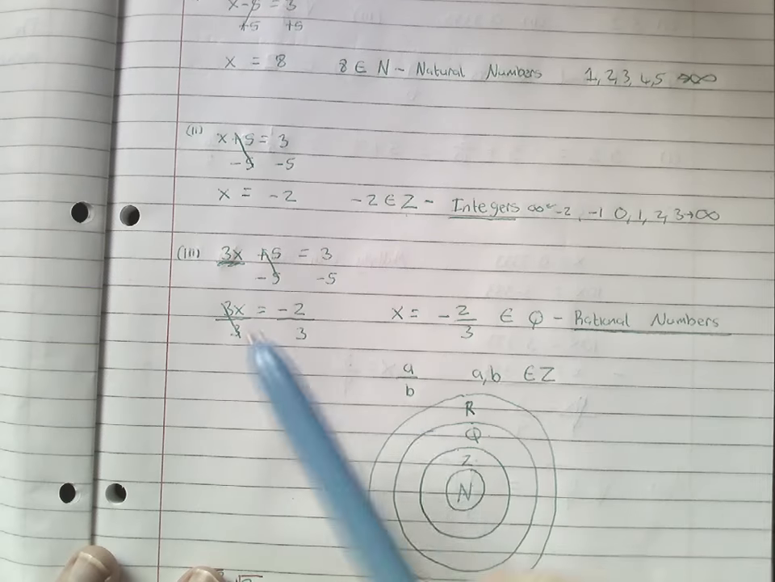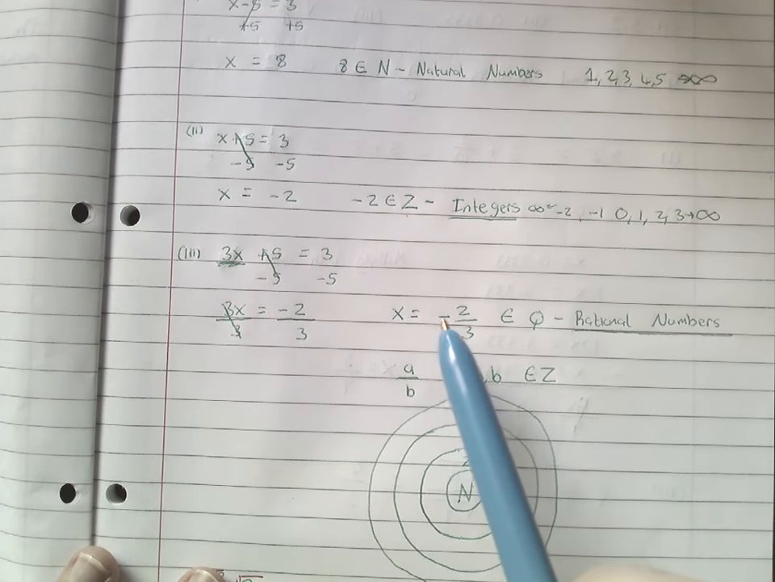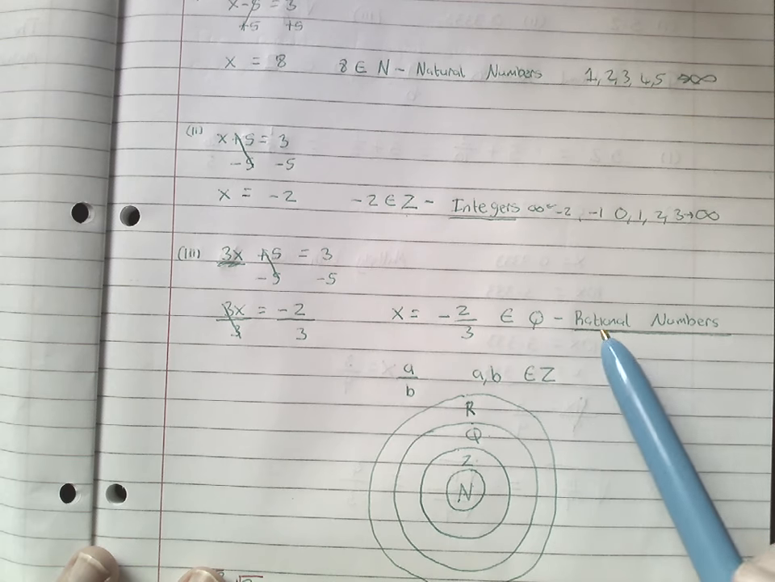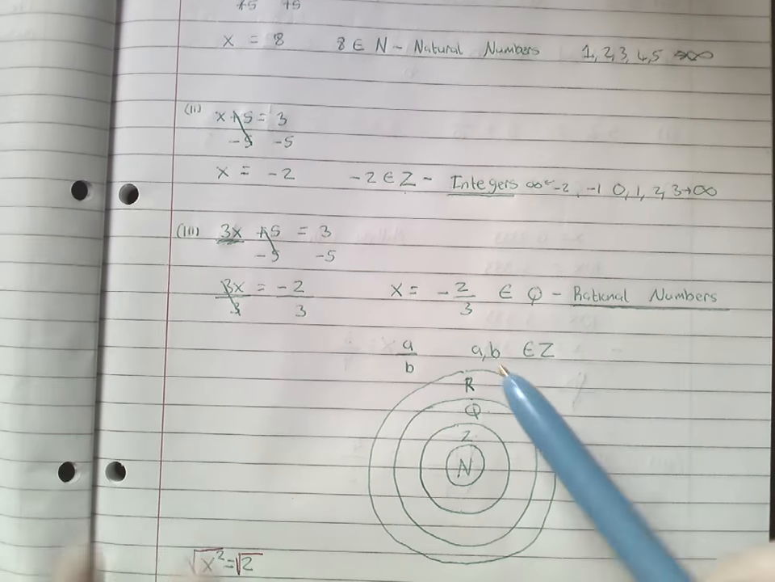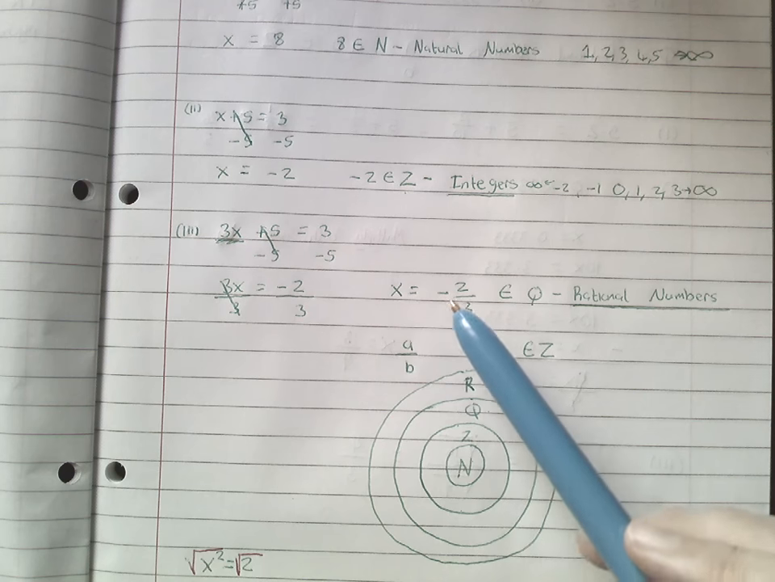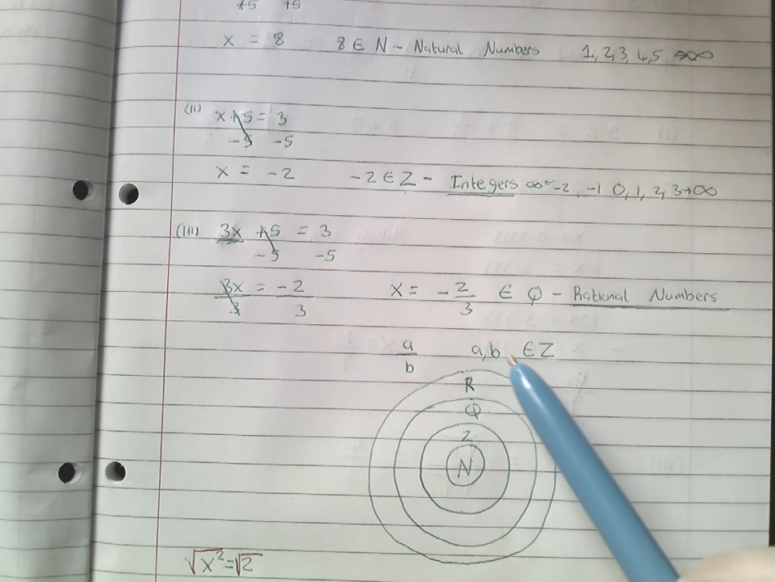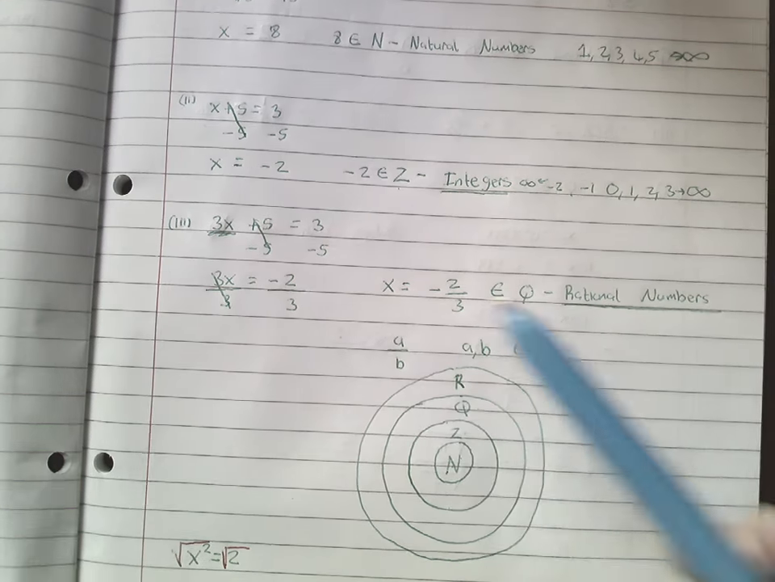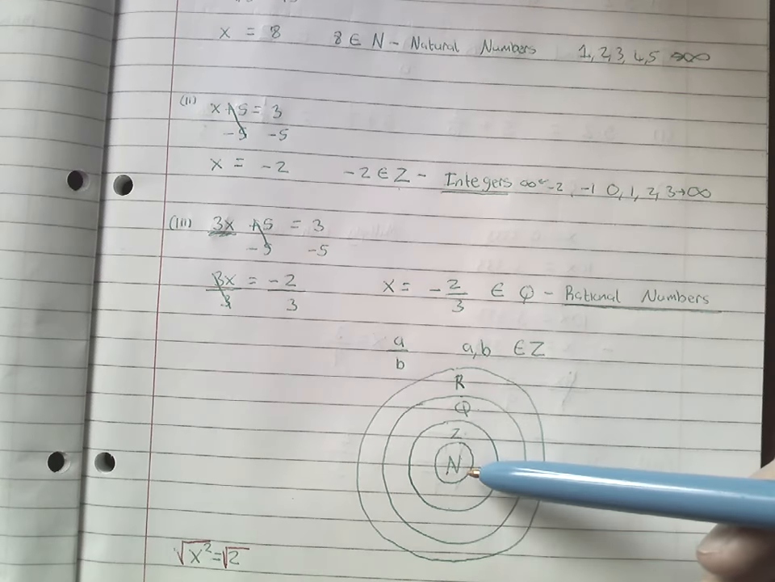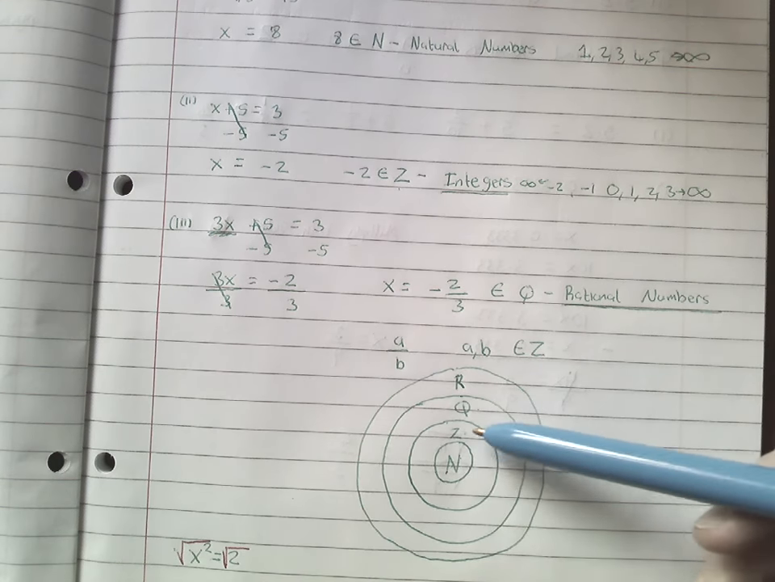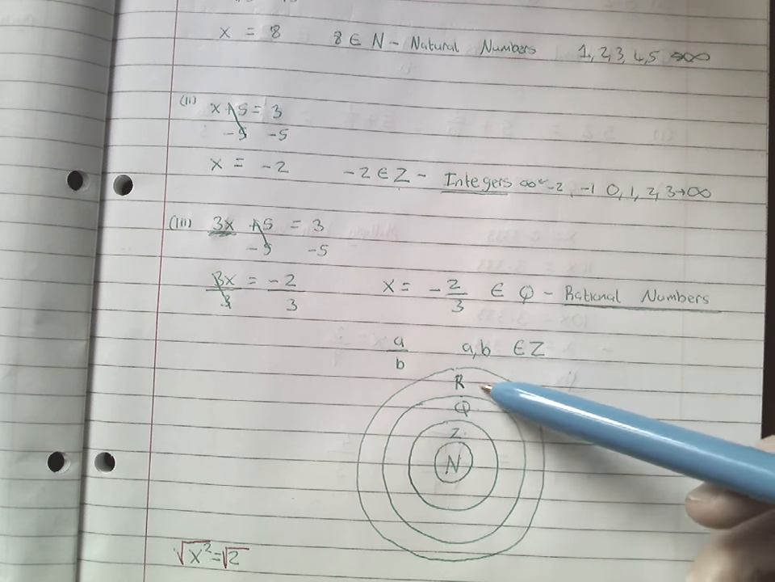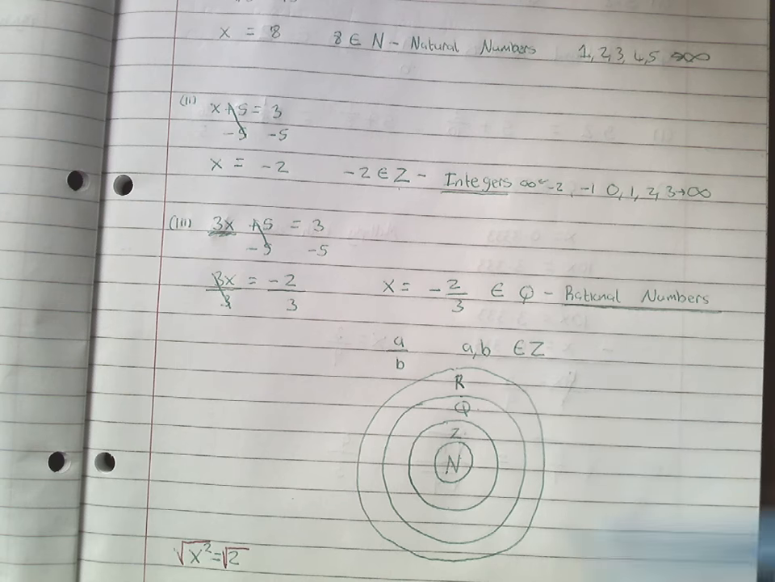Then we looked at this example here, where x is equal to -2 over 3, and this is an element of Q. And these are what are called rational numbers. So rational numbers are basically numbers that can be written as a fraction, where the top number and the bottom number are elements of Z. In other words, they're integers, positive or negative whole numbers. So again, we can see that natural numbers are a subset of integers, integers are a subset of rational numbers, and rational numbers are a subset of real numbers. Real numbers are like all of these numbers.